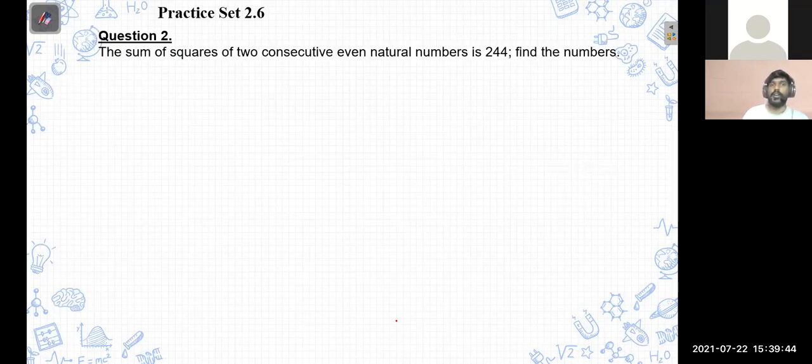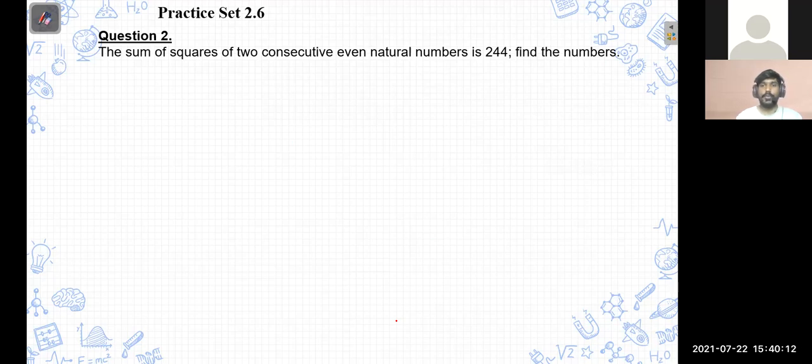2.6, second one. Sum of squares of two consecutive even natural numbers. Consecutive means that comes one after the other. So for example, 1, 2 are consecutive. That means they come immediately one after the other. So the sum of squares of two consecutive even natural numbers is 244. You have to find the numbers.